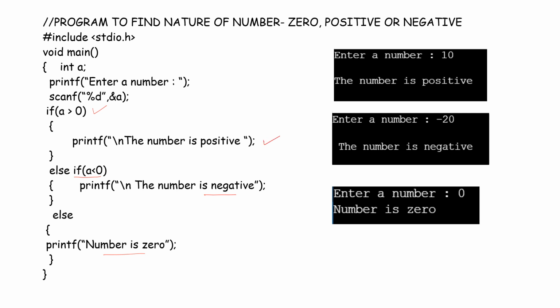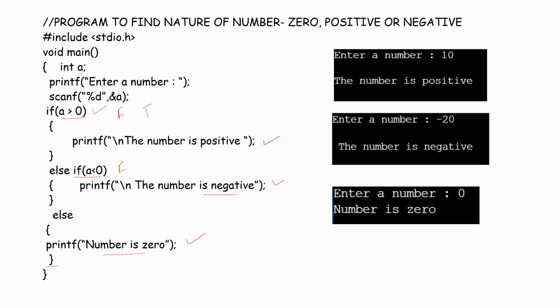So you have to observe one thing here. Either of these three statements will be executed. First you check with this condition. If this is false, you check with this condition. If this is also false, you print this statement. Now if this is true, you straight away print this statement and come to the end of the program. You skip the remaining conditions and the else block.